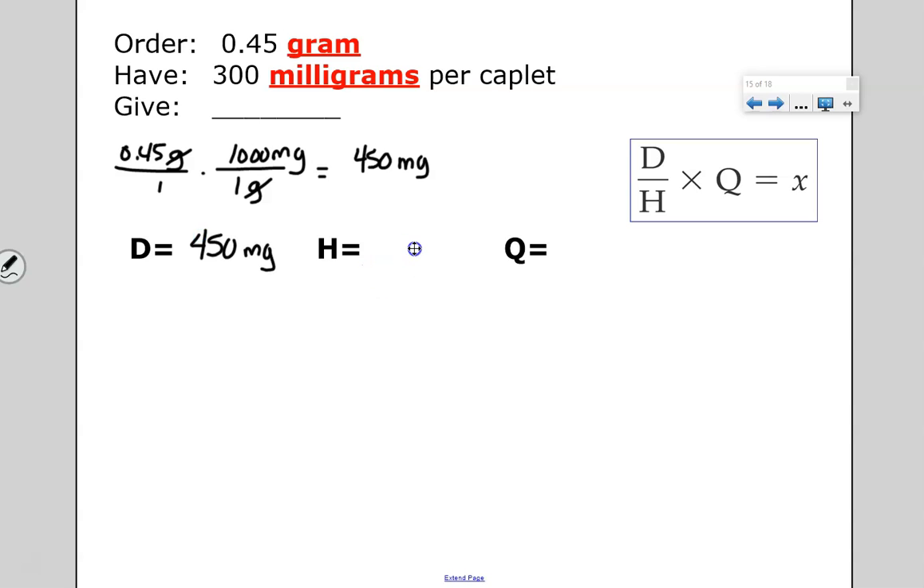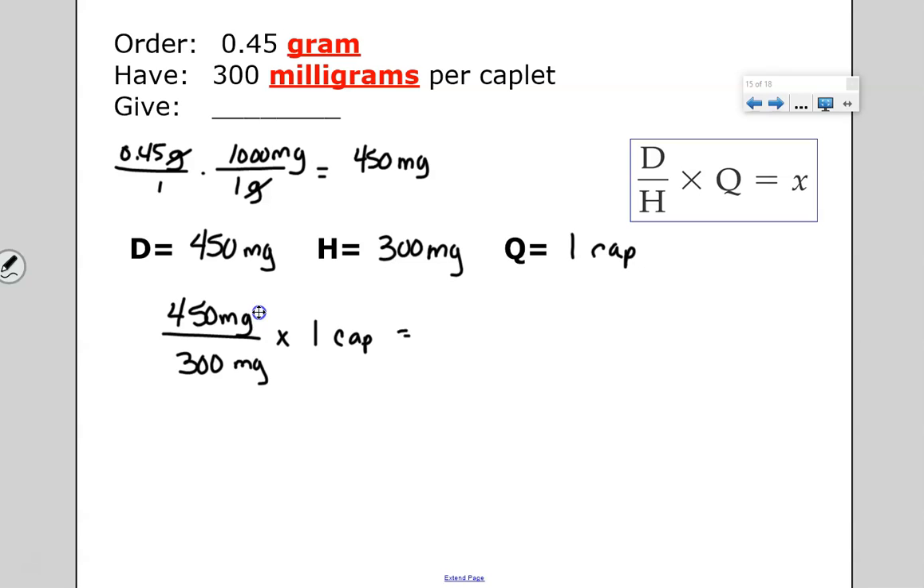Now what I have on hand, there are 300 milligrams, and it's per caplet. So 1 caplet will give you 300 milligrams. So setting up my problem, I'll put the dose on the top. I'll divide it by the have quantity, or the have amount, and then I'm going to multiply it by the quantity, which is 1 caplet. Now notice the milligrams cancel again, and I can divide 450 by 300, which would give me 1.5, and I'm going to multiply it times 1, so we get 1.5 caplets.